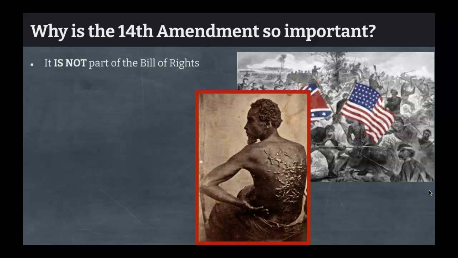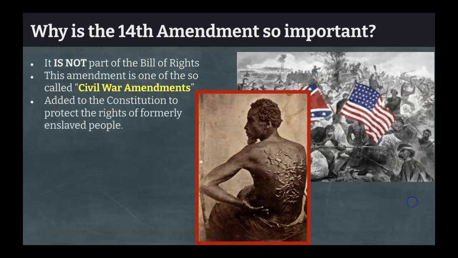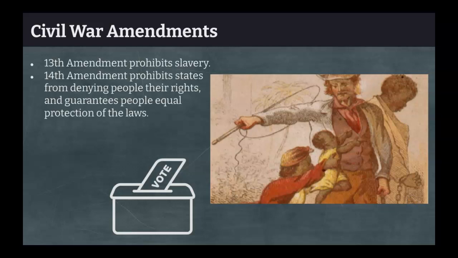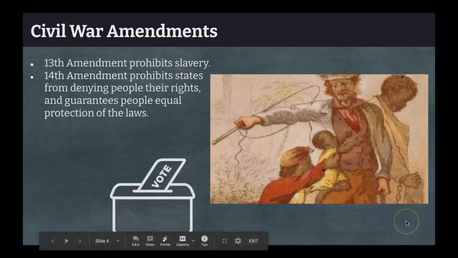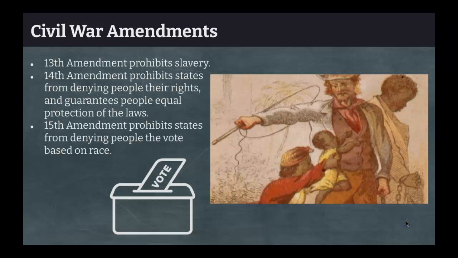First of all, we need to establish it's not part of the Bill of Rights. It's not one of the first 10 amendments. This amendment is one of the so-called Civil War amendments, added to the Constitution to protect the rights of formerly enslaved people. The 13th Amendment prohibits slavery. The 14th Amendment prohibits states from denying people their rights and guarantees people equal protection of the laws. The 15th Amendment prohibits states from denying people the vote based on race.